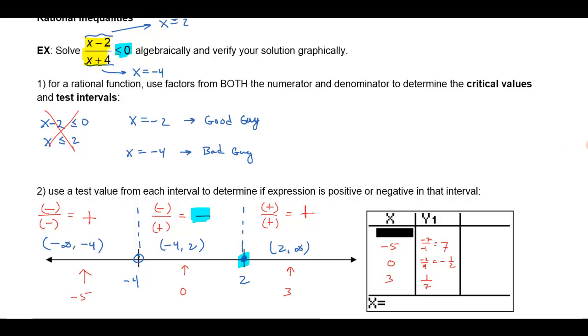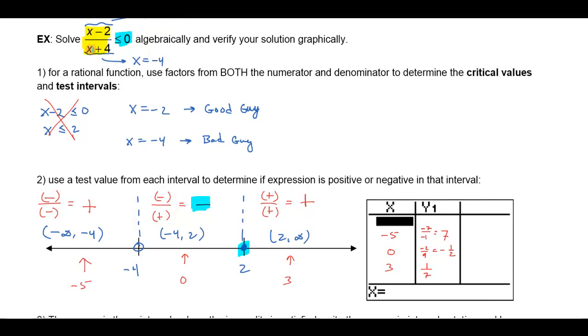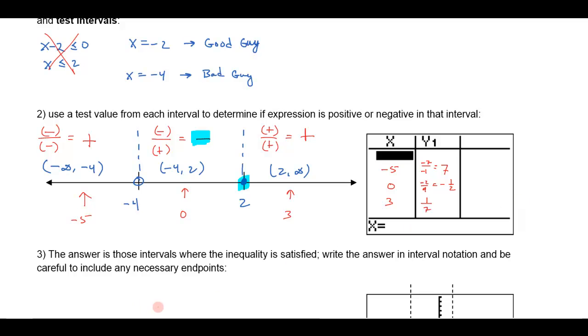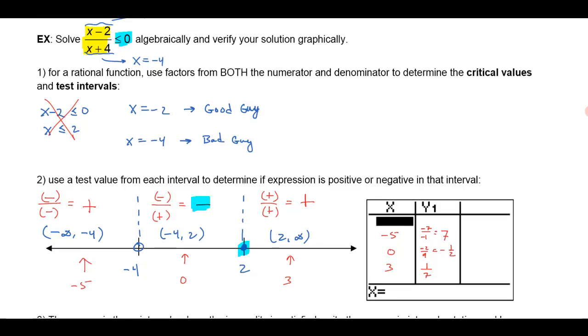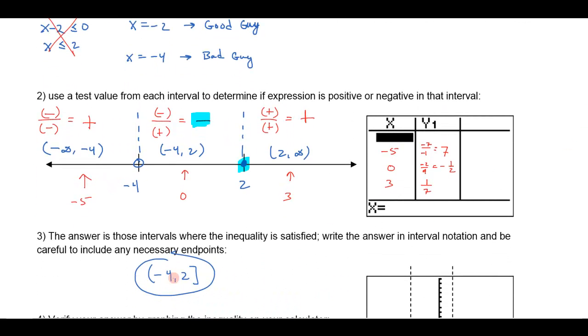So my solution to this inequality, and I have to think of it in terms of both the numerator and the denominator, is that this x minus 2 divided by this x plus 4 is going to be less than 0, meaning negative, or equal to 0 in this interval. That's going to be from minus 4 to 2, and I excluded minus 4 because that made division by 0, but I'm going to include 2 because that made it equal to 0. So this is my solution to this rational inequality. It's the interval from minus 4 to 2, including the point 2, but not minus 4.